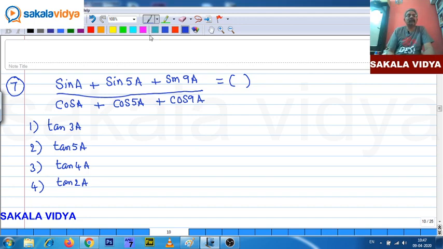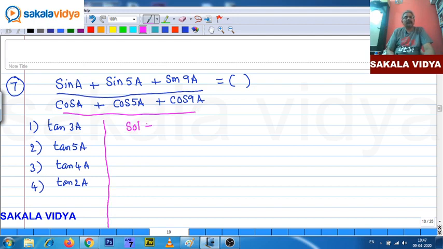Okay. So, (sin A + sin 5A + sin 9A) upon (cos A + cos 5A + cos 9A) equals to. If you put A as 0, all the options will be satisfied. That is the problem. Sometimes the substitution method may not be applicable for all the problems. Generally, when the options are independent of the angles, it is better to substitute the values. Substitution method we can follow.